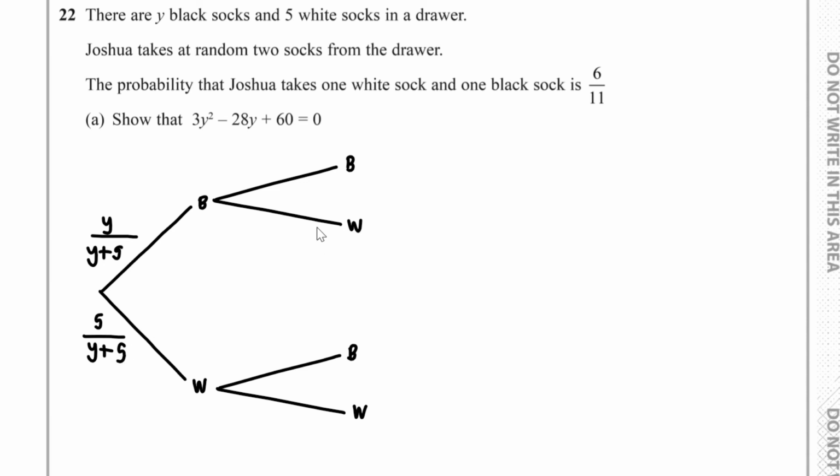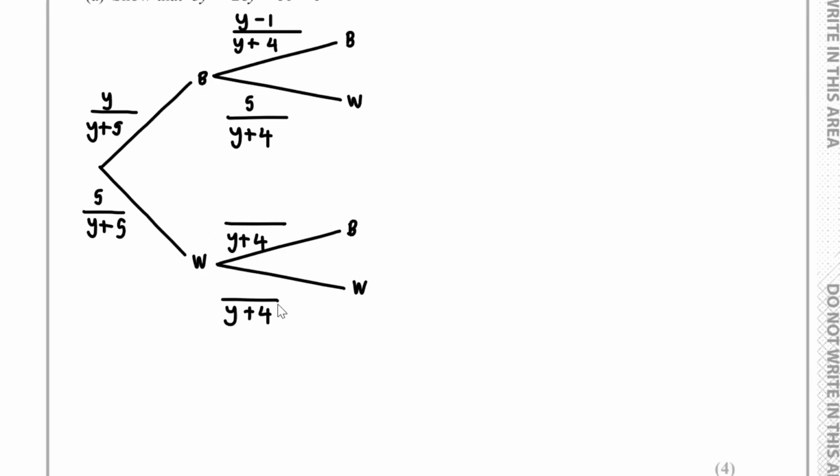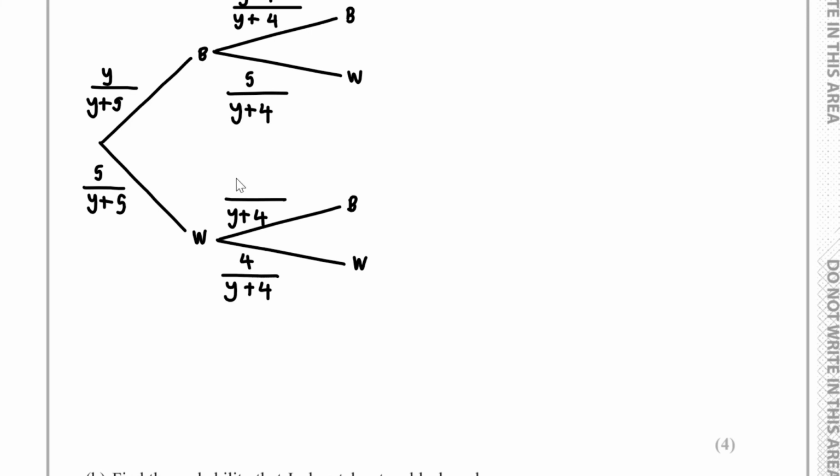Now, if we take 1 sock out, that means the remaining number of socks will be 1 less than y plus 5, which is y plus 4. So we have over here y plus 4, here y plus 4, and here y plus 4. Now, if we take 1 black sock, we'll have 1 less black sock, so here we've got y minus 1, and the number of white socks remains the same. And if we take out 1 white sock, here we've got 4, and here we've got the black socks remaining the same as y.